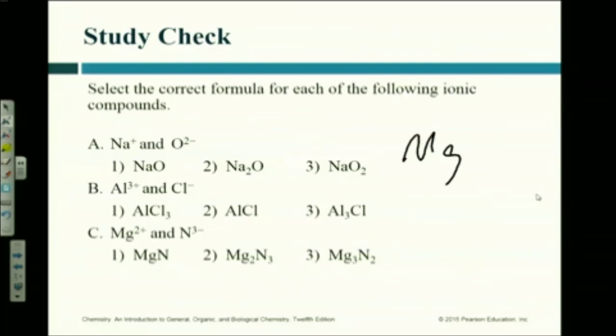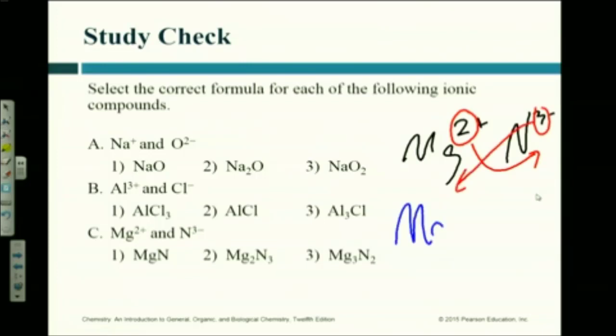Then we showed how to do the crossover thing, right? So I'll do this last one down here. We take the 2 and put it down here. We take the 3 and put it there. So the result is Mg3N2. Okay? Everybody remembers that, sort of?